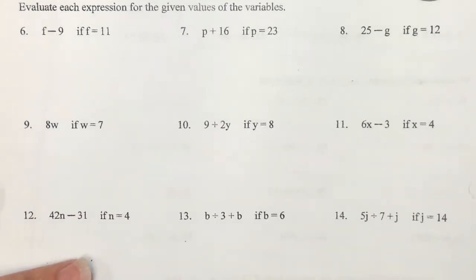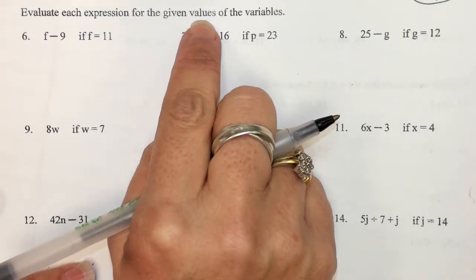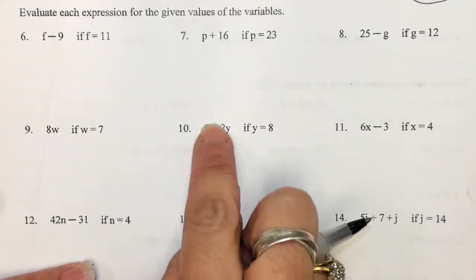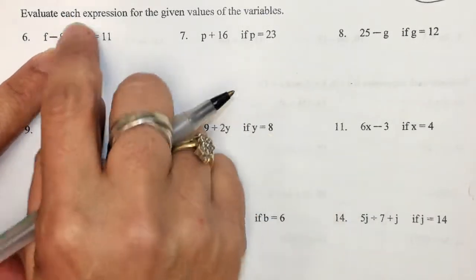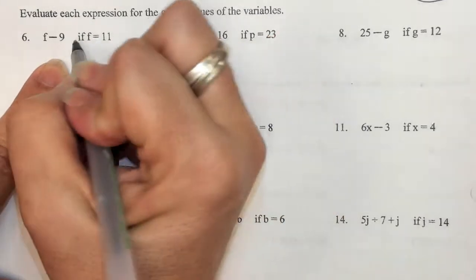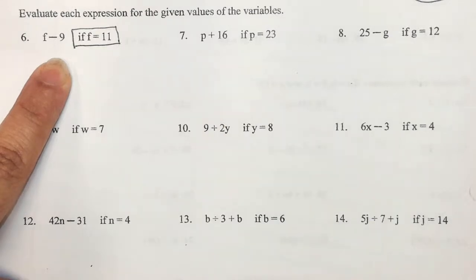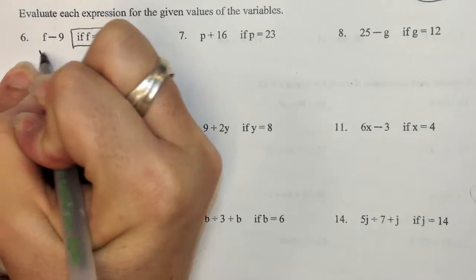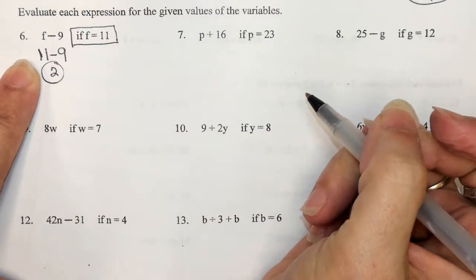Okay, this is the same thing, but notice, all it says is evaluate each expression for the given values of the variables. Here is the key. They want you to now be seeing different variables, W's, P's, G's, and so on. So this one says, number 6, F minus 9 if F equals 11. This is kind of like off by itself. I kind of draw a box around it. If I fill it in, yes, 11 minus 9, and it is a one-step problem, and I'm done with the answer 2.